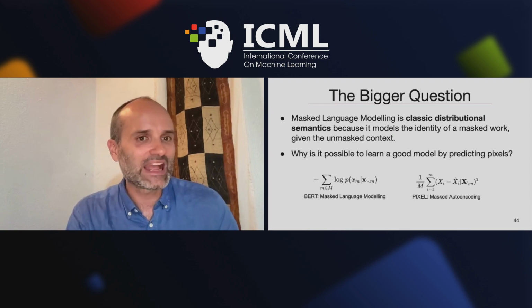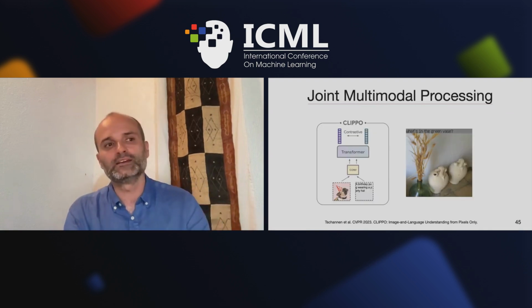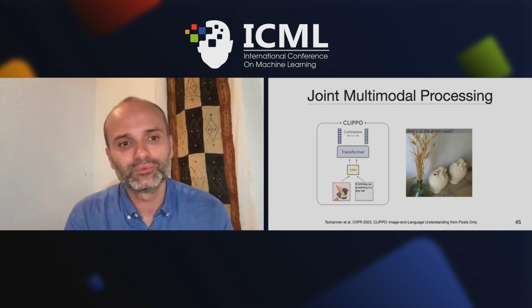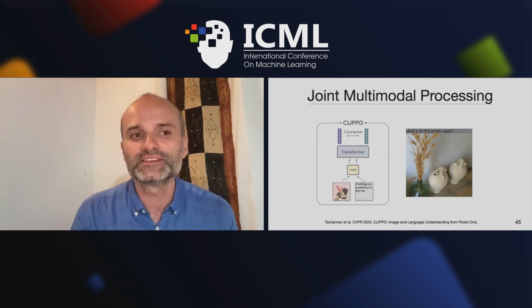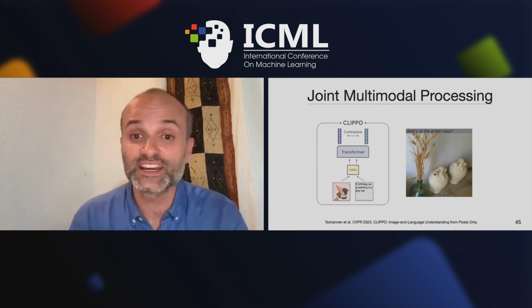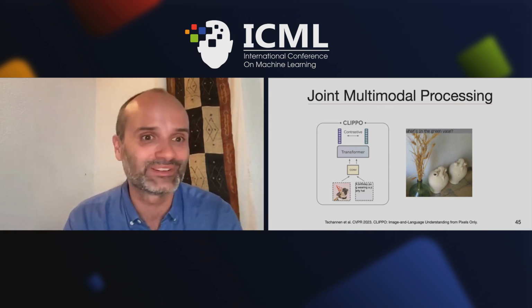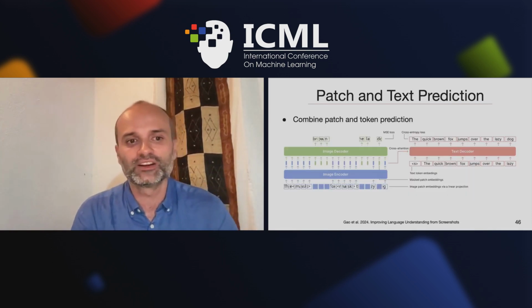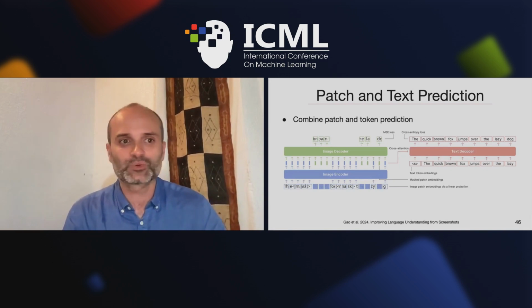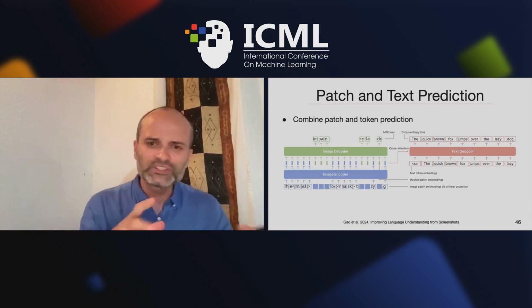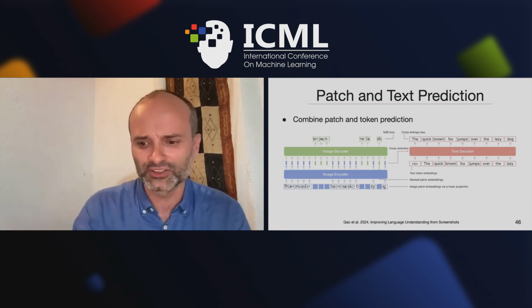I want to finish here by highlighting some related work that is really exciting. In the same year as the pixel model, we had this great paper by Shannon and colleagues at CVPR on learning an image text contrastive model where the text was rendered into a canvas. It was a really similar idea, super cool work. In 2024, Gao and colleagues worked on improving language understanding from screenshots, where they combined image patch reconstruction and language model prediction using what looks a bit like a T5 style architecture.